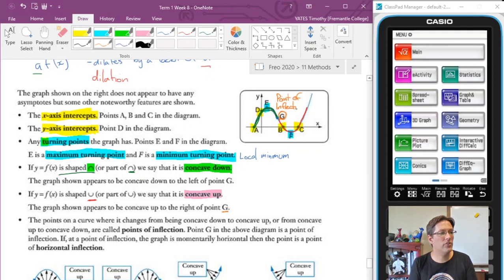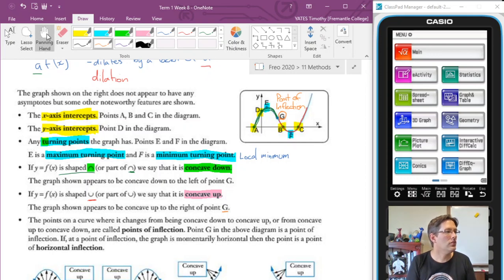So a point of inflection is the point at which it stops being concave down and turns into being concave up, or the other way around, stops being concave up and starts being concave down. When we get into calculus, you will find out how we actually determine mathematically what the exact point of inflection is, but that's a bit further down the line, so we don't need to worry about that. At the moment, we're just looking at it and being able to identify roughly where we think the point of inflection is just by looking at it more than anything.